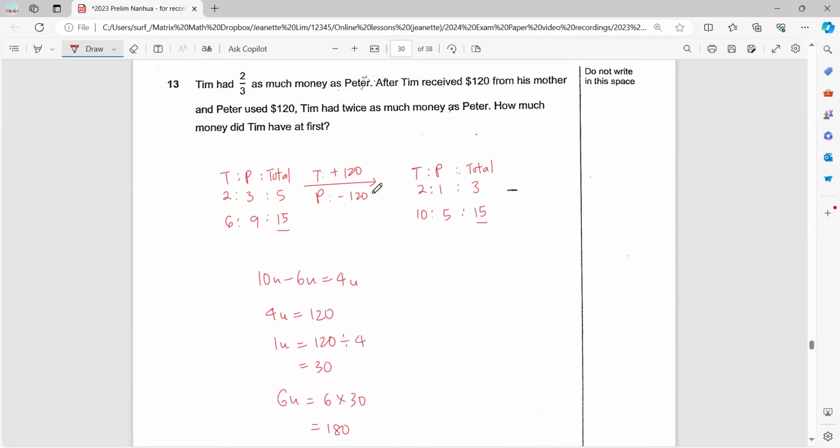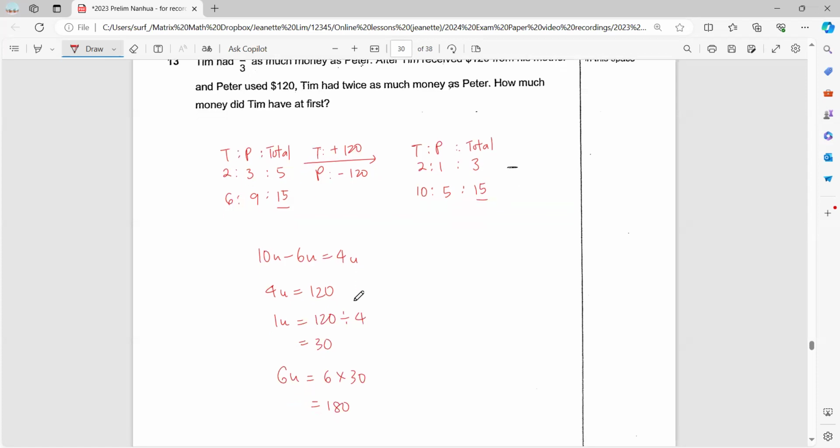If you were to use 120 using Peter, you get the same thing because Peter decreased from 9 units to 5 units, which is also 4 units. So 4 units is 120.